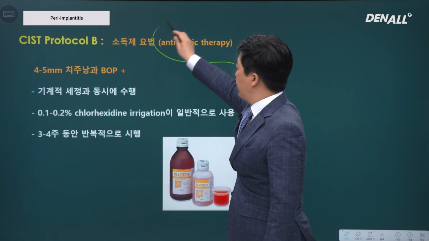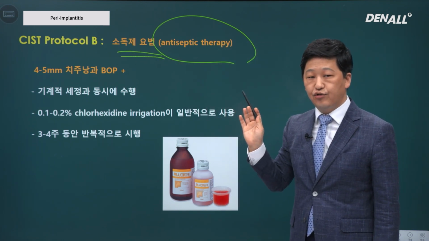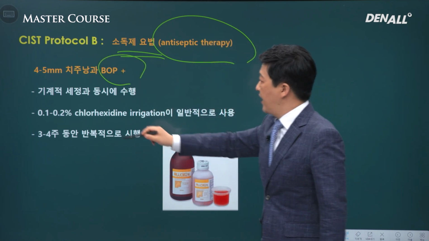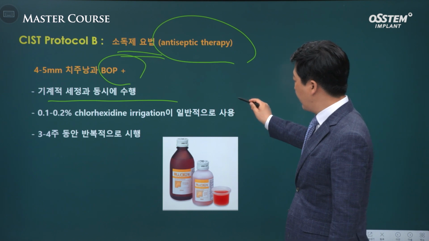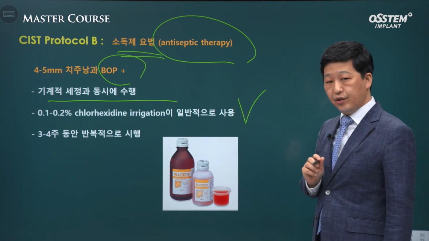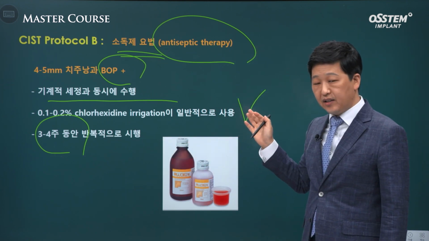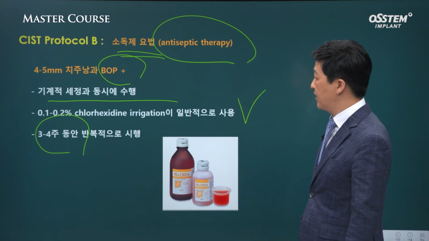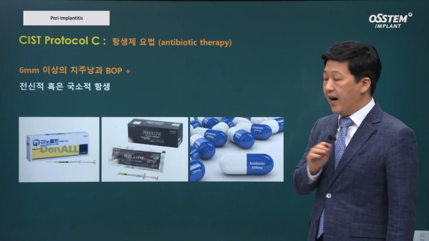Antiseptic is used for treatment. The probing depth is about 4 to 5 millimeters and there is bleeding upon probing. Mechanical debridement is done at the same time as well. Chlorhexidine irrigation is done frequently. This is done repeatedly for 3 to 4 weeks, and after a bit of a break period, this process is repeated. CIST protocol C is antibiotic therapy.